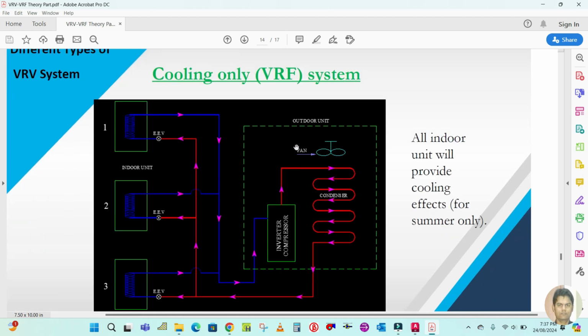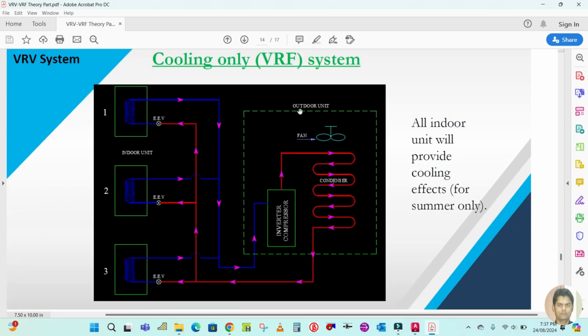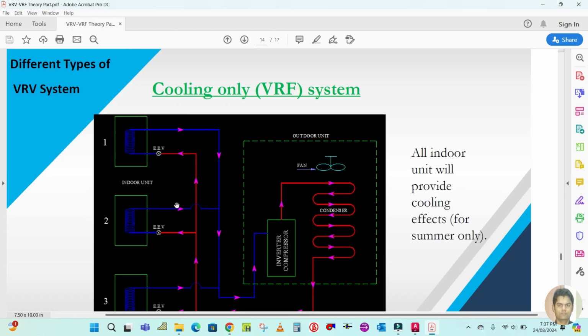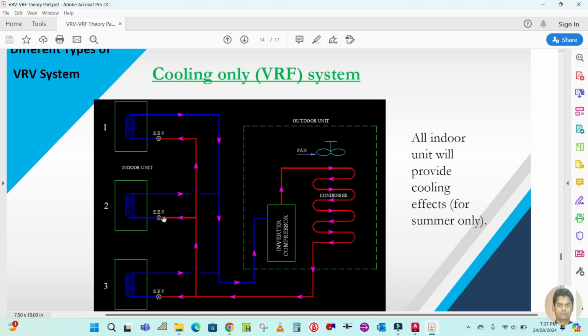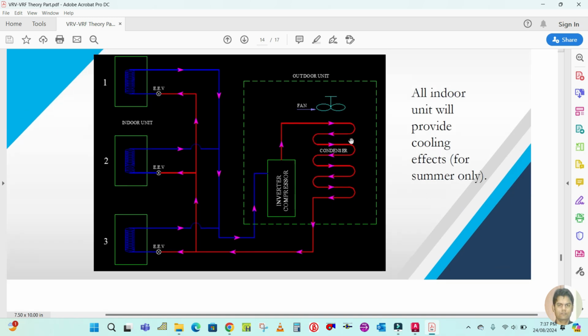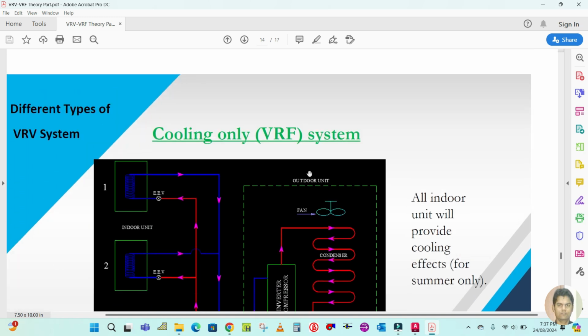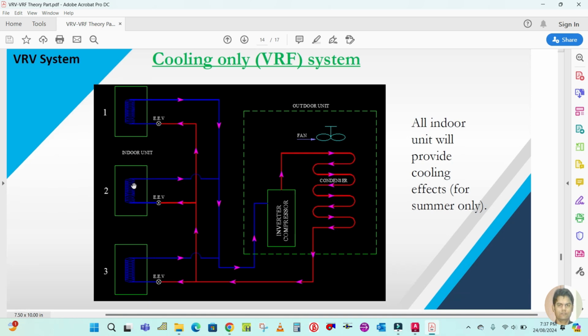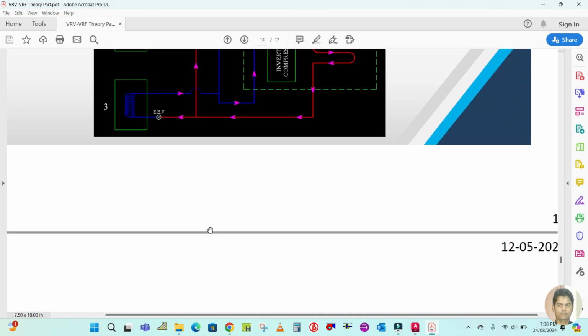Cooling only, so here is the cooling only system. You can see this is the outdoor unit and these are the indoor units, connected with the refrigerant pipe. Here is the electronic control valve. All indoor units will be provided cooling effect, for summer only. In this, only one pipe is connected from indoor to outdoor.